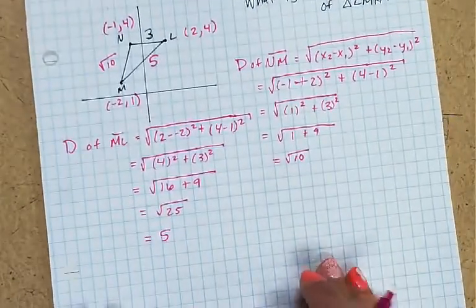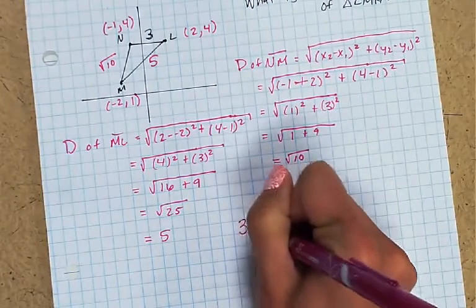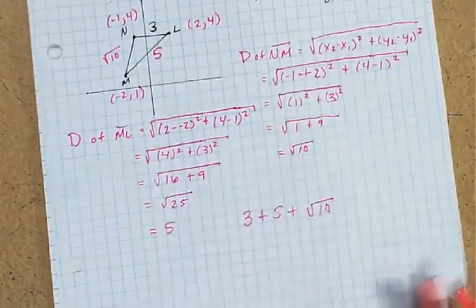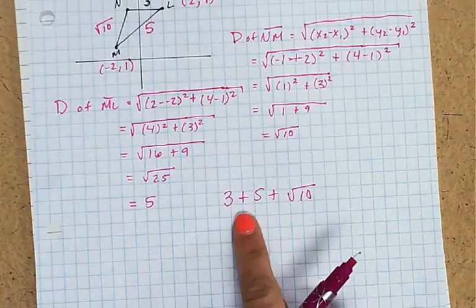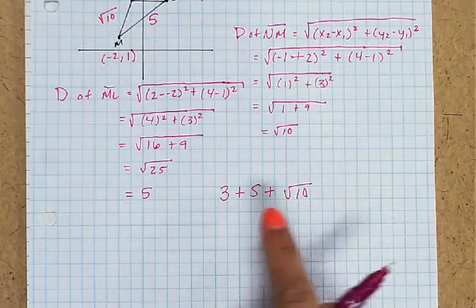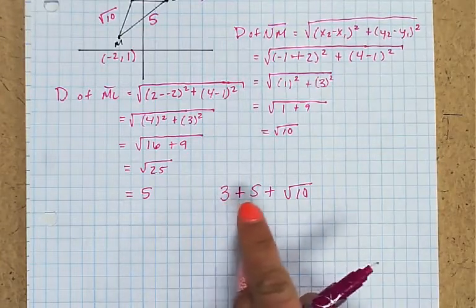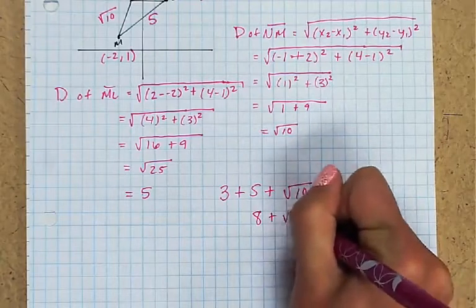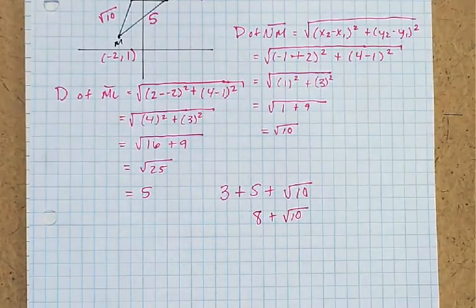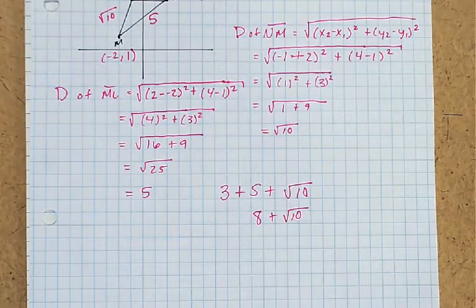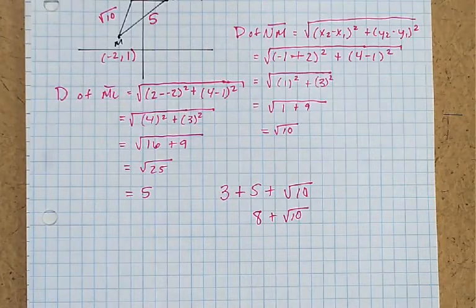Okay, so if we add up all of our lengths here, we end up with 3 plus 5 plus root 10. Now, when you have integers and irrational numbers, you can't put them together. So you can put these two together. 3 plus 5 is 8. But you cannot add on the root 10 without making it a decimal. These are not like terms, and you just leave them apart. It would be the same as having like x plus 4. That doesn't become 4x. It stays x plus 4.